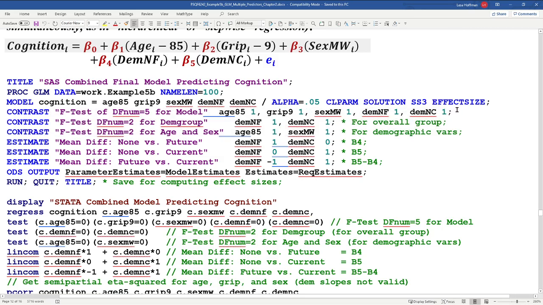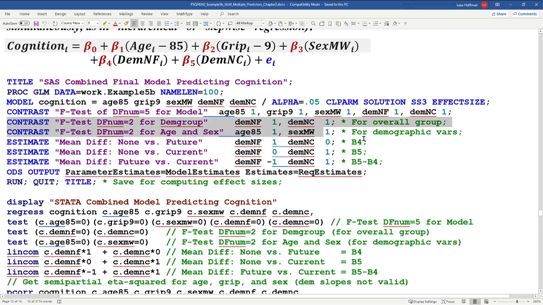The first one is a pedagogical exercise because this one is already given to us. What I've done here in the first contrast statement is recreate the F-test for the model. That is, I have entered in each slope that the model is going to be estimating, one each, and each of those is separated by commas to denote its degrees of freedom. So this is a 5-degree of freedom test for whether or not that set of 5 slopes simultaneously significantly predicts the cognition outcome, and that is exactly what the model F-test and R-square are going to tell us.